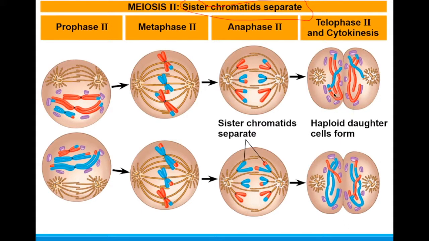Look at the tips of some of these chromosomes. Some of them are different colored. That's a result of crossing over all the way back in prophase 1. Some pieces of the chromosomes broke off and switched. And so all 4 of these daughter cells are going to be genetically different.